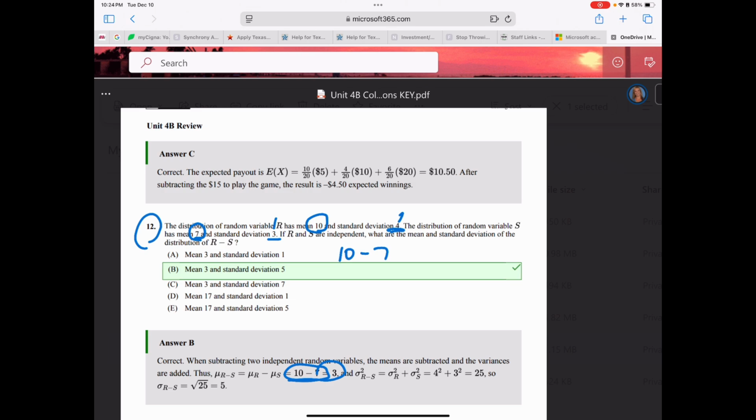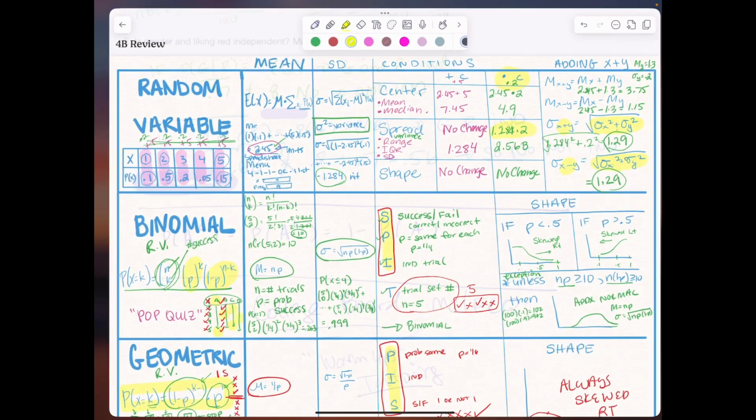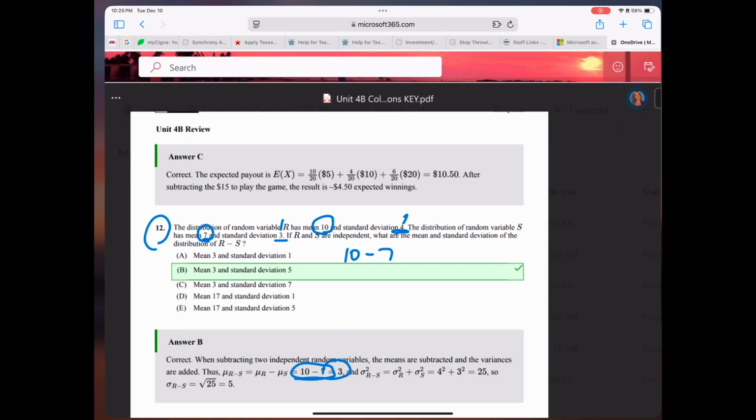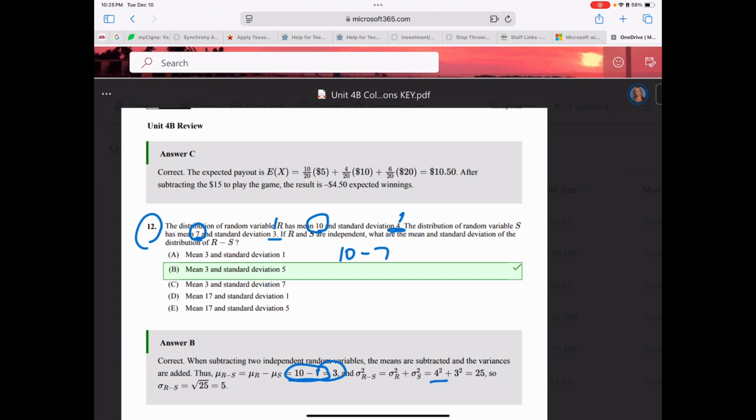And as you notice, even though it's subtracting, remember, like I showed you back here, these two formulas are the same: you're going to add the variances and then find the square root. And that's exactly what I'm doing. I'm adding the variances and I get 25, and then I need to find the square root.